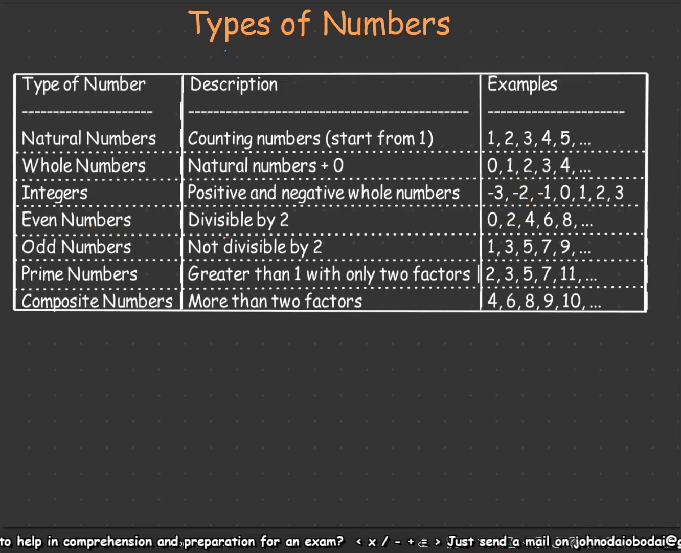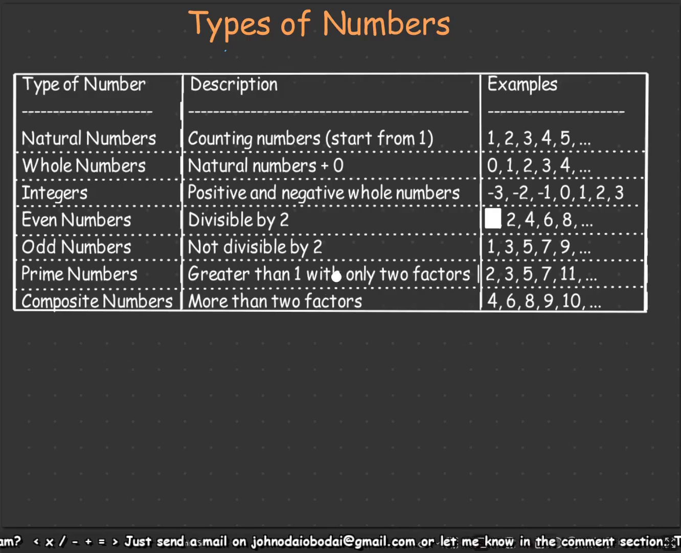So when we talk of even numbers, they are numbers that are divisible by 2. Numbers that are what? Divisible by 2. So any number that is divisible by 2 is just what? An even number. And all these numbers here are what? Divisible by what? 2. You see? So 2 itself, 4, 6, 8, they are all divisible by 2.